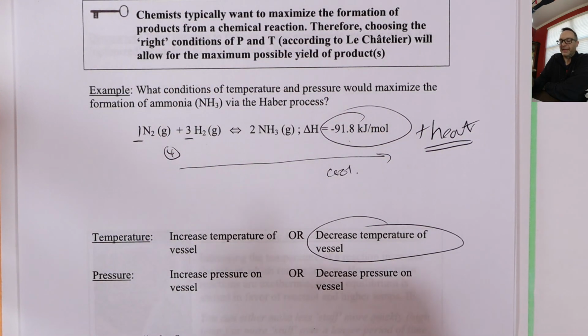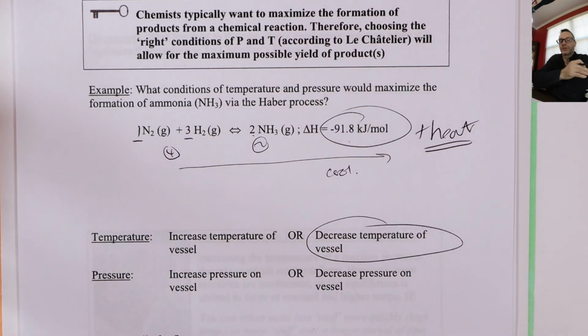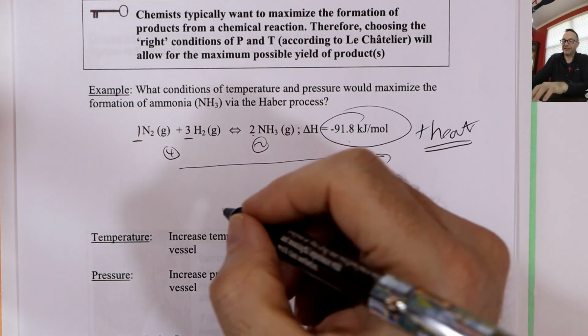I got 4 moles of gas as reactants, 2 moles as products. I want to make more ammonia, so I want to make less gas, right? So what external force would cause the equilibrium to make less gas? Well, less gas exerts less pressure, doesn't it? So if you think about it, if I increase the pressure, it responds by lowering the pressure. How does it lower the pressure? Makes less gas, right?